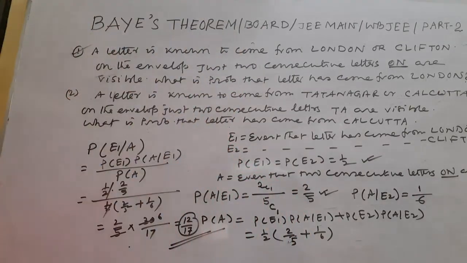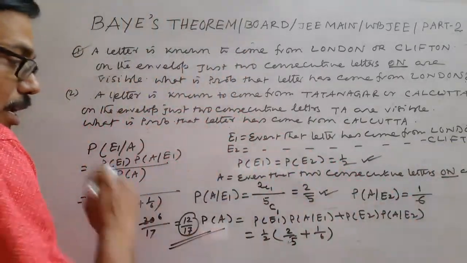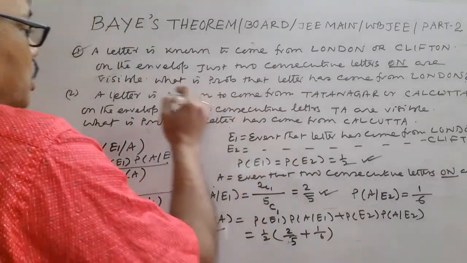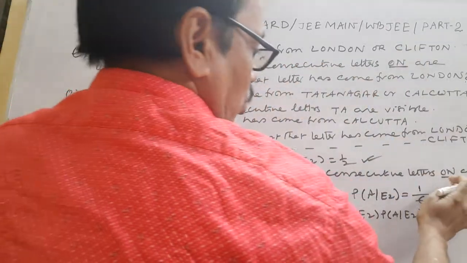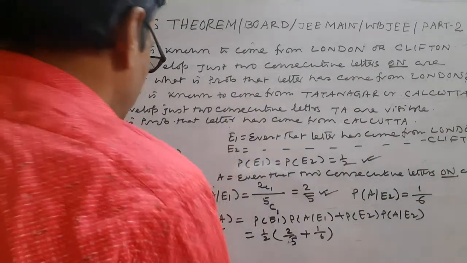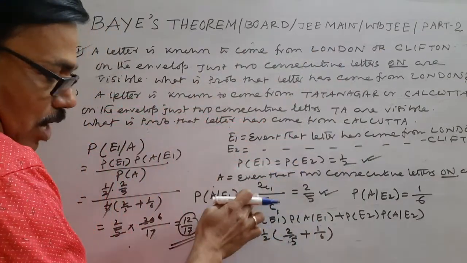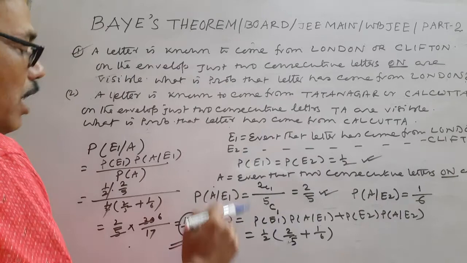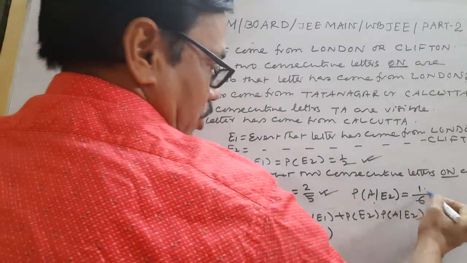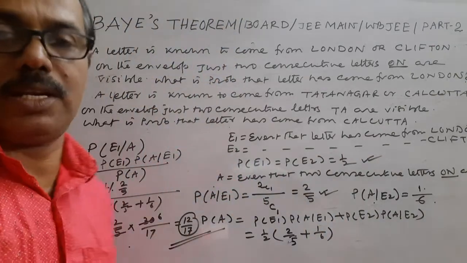So listen again. E1 and E2 are two events, and A is the event associated with E1 and E2: just two consecutive letters are visible. A by E1, this should be noted. So 6 letters, so 5 consecutive; out of 5 you have to take 1, and there are 2, out of 2 you have to take. And similarly A by E2 is 1 by 6. Then find P(A), then P(E1 by A).